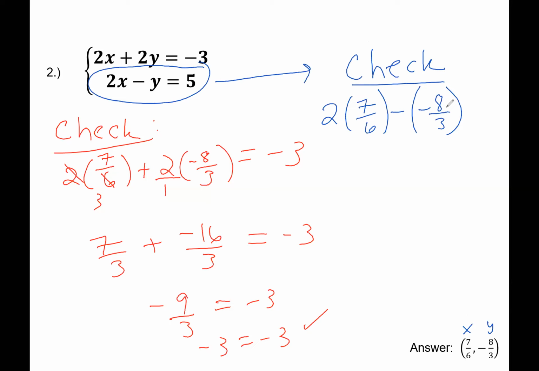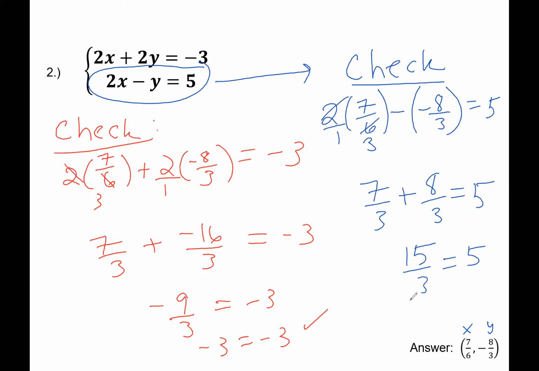So minus y becomes minus -8/3. It's going to turn to a plus in a second here. Okay, so 2 times 7/6 minus -8/3 equals 5. That's what we're checking. So 2 times 7/6, we'll put the 2 over 1, reduce like we did before, that's 7/3. Minus -8/3 actually becomes plus 8/3 equals 5. 7/3 plus 8/3 is 15/3.